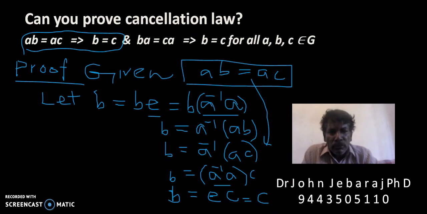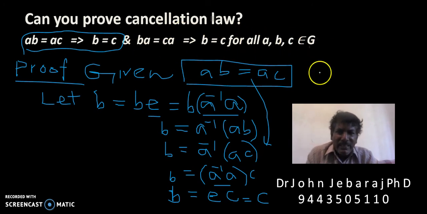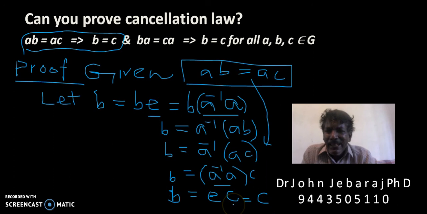In a similar way we can prove the right cancellation also. So what we have proved is the left cancellation law. The right cancellation law can also be proved in the same way that we have proved just before. With that I come to the end of this class. In the next class we will be discussing another theorem. Thank you very much indeed for your presence here. Okay, thank you.